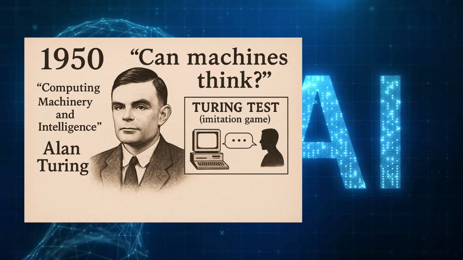In his groundbreaking paper, Computing Machinery and Intelligence, Turing asked the question that still echoes today: can machines think? He proposed a way to test this, now famous as the Turing Test. If a machine's responses are indistinguishable from a human's, could we call it intelligent? This simple but powerful idea set the stage for decades of research.